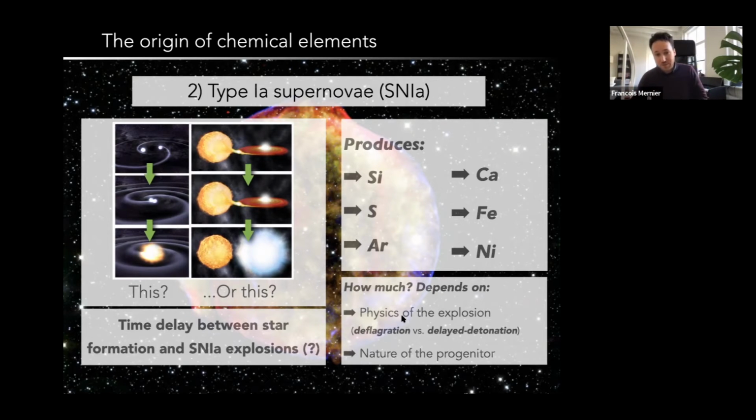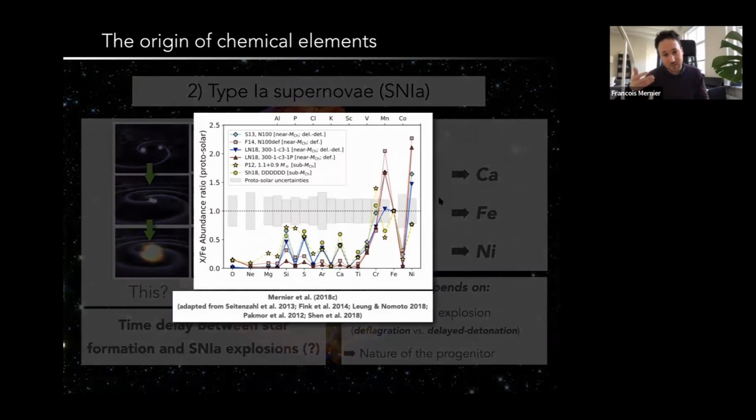So how much of these elements are produced? Here again, this depends first on the nature of the progenitor, so what I mentioned with a single degenerate versus double degenerate scenario, but also on the physics of the explosion, in the sense that we don't know yet whether the burning flame that disrupts the type 1a supernova is always subsonic, or whether at some point it becomes supersonic. So this is a deflagration versus delayed detonation scenario. And here again, nucleosynthesis calculations predict different abundance yields and different abundance patterns.